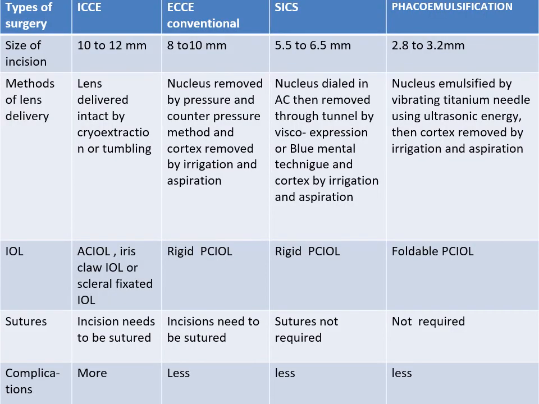The size of the incision in ICCE is 10 to 12 mm. Then in ECCE it is 8 to 10 mm. In SICS it is 5.5 to 6.5 mm, and in phacoemulsification it is smallest, that is 2.2 to 2.8 mm.